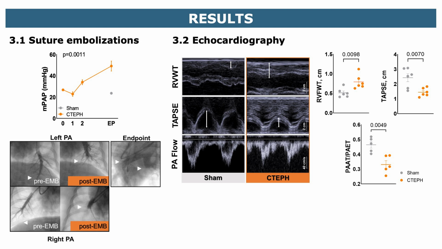Regarding echocardiography, we observed significant RV hypertrophy, namely by the higher right ventricular wall thickness, and also a dysfunction of the right ventricle with a decrease in tricuspid annular plane systolic excursion, the TAPSE, and also in the pulmonary artery acceleration time to ejection time ratio.